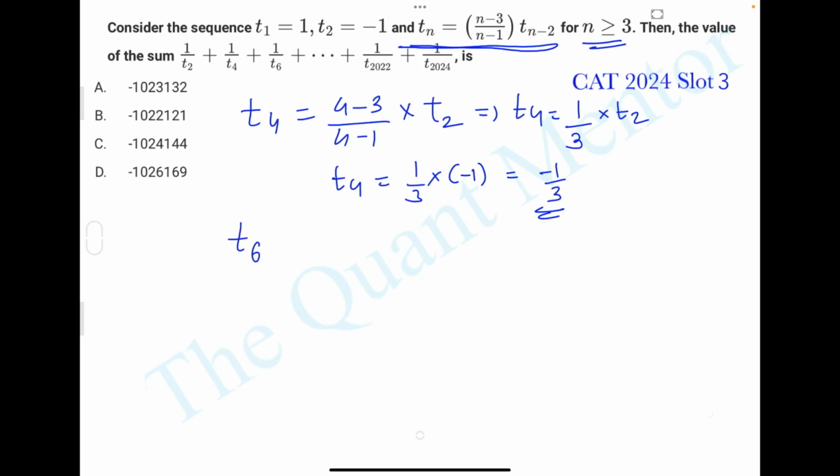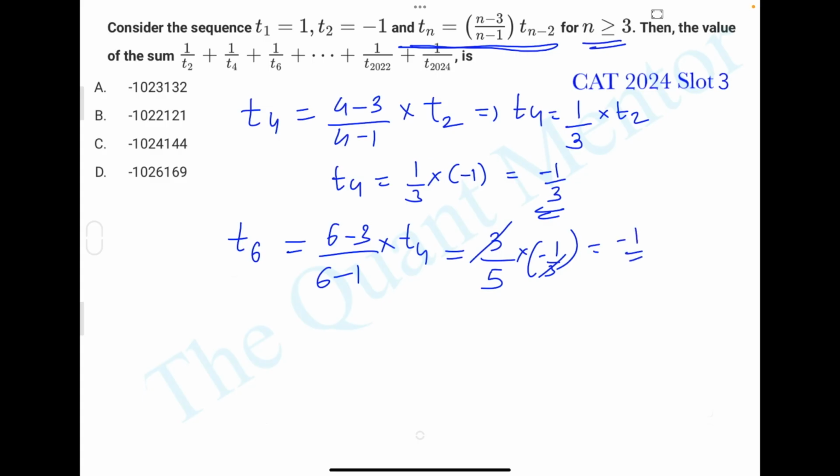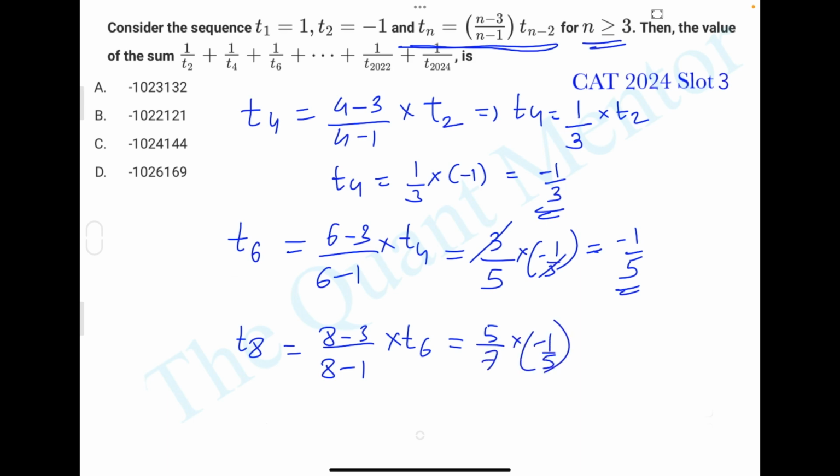Similarly, I could calculate t6. t6 will be simply equal to (6 − 3)/(6 − 1) times t4. This is 3/5 into t4, which is minus 1/3. 3 and 3 gone. This becomes minus 1/5. So t6 is minus 1/5. Similarly, you could find t8 as well. t8 would be 5/7 into minus 1/5, which is minus 1/7 only.